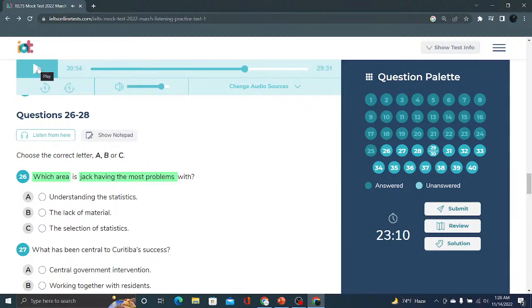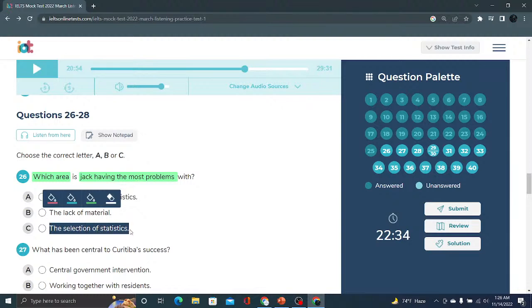He was saying that I'm finding the amount of material a bit too much. There's such a diverse range of statistics that it makes it almost impossible to be selective. So what do you think the answer would be? Understanding the statistics, lack of materials? No, it's not the answer. I think the selection of statistics. So I think the answer would be option C.